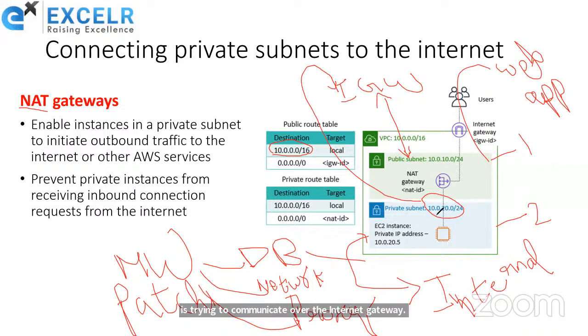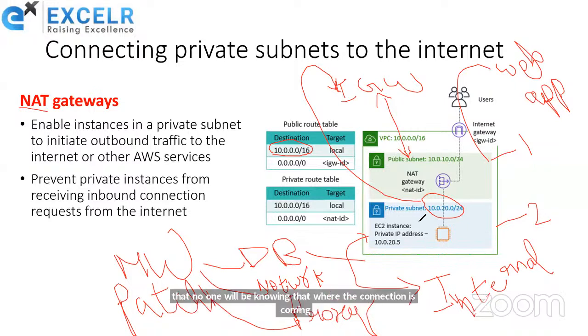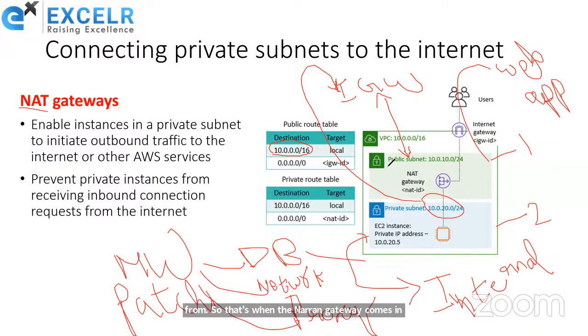Whenever the communication goes out from the private subnet, it secretly hides the private subnet IP addresses and shows the public internet a public address instead, so that no one will be able to catch the IP address of the private subnet or know where the connection is coming from. That's when the NAT gateway comes in. NAT gateway is the conversion of a private IP address to a public IP address, so that it will get internet access as well.